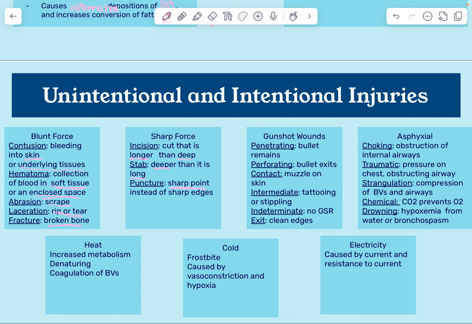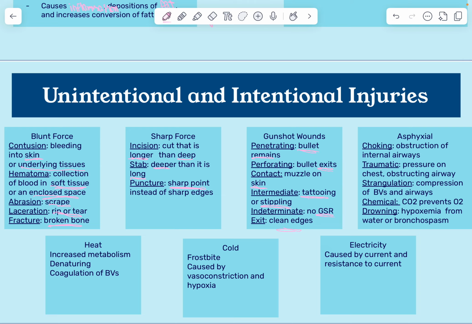So gunshot wounds, there's going to be a penetrating wound, which is when the bullet remains inside the body. A perforating wound is when the bullet exits the body. A contact range entrance wound is when you can see the muzzle imprinted onto the skin. An intermediate range entrance wound is when there is tattooing or stippling on the skin. An indeterminate range entrance is when there is no gunshot residue. And an exit wound has clean edges, and it can often be reapproximated to cover any defects.